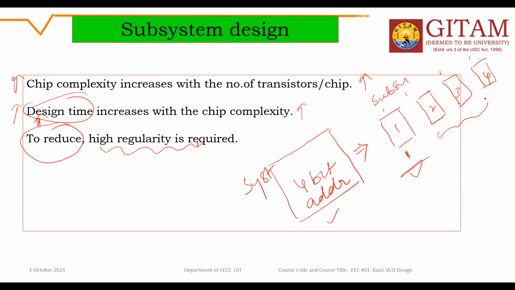It is your responsibility. How can you do the design of the system? Wherever the subsystems are there in the system, you must do it in such a way that there is high regularity. What is the meaning of high regularity? Whatever the subsystem, one subsystem must be used many times. Thereby you can reduce the design time of the chip by keeping high regularity in your design. I hope you understand, everybody.